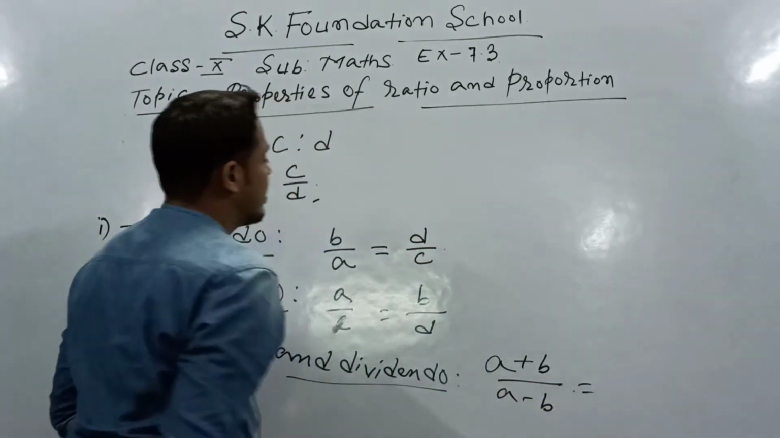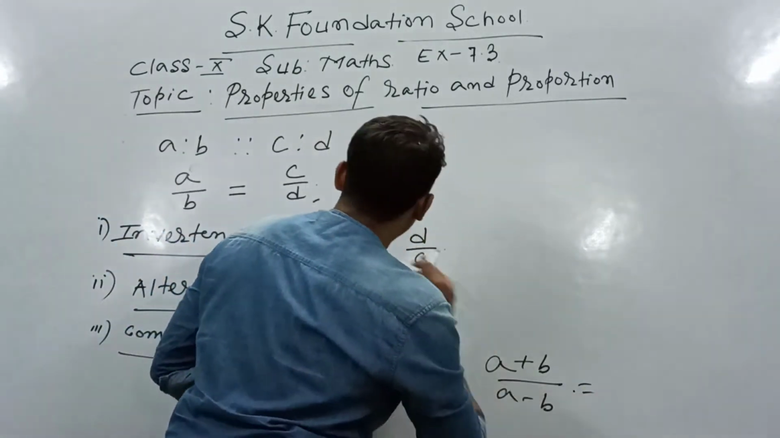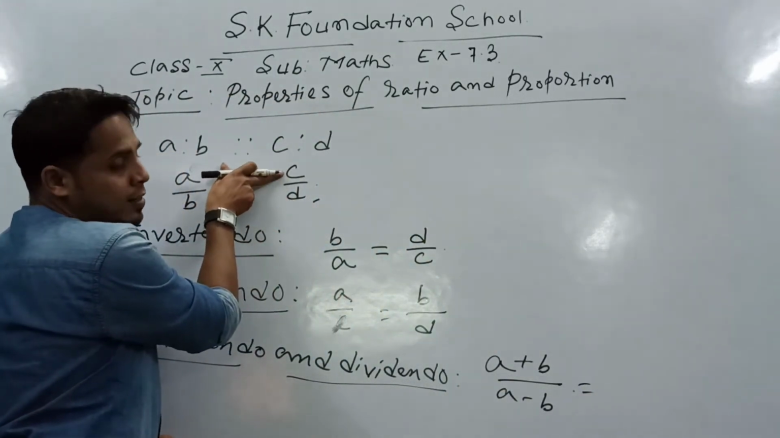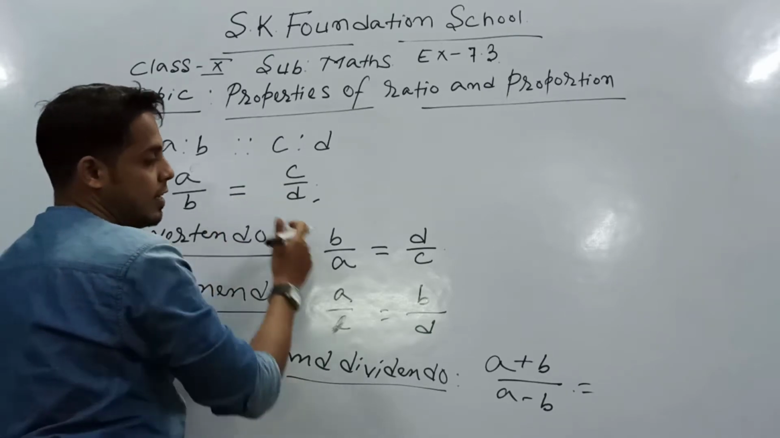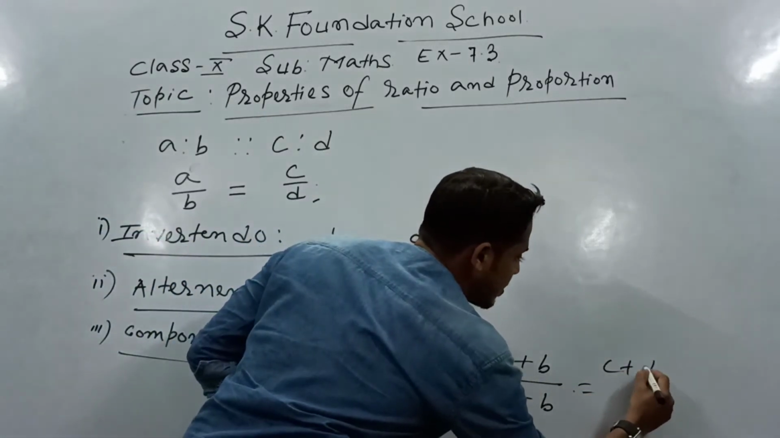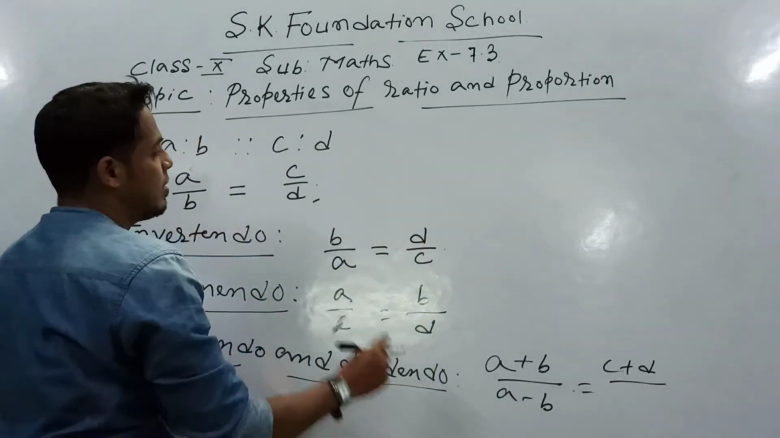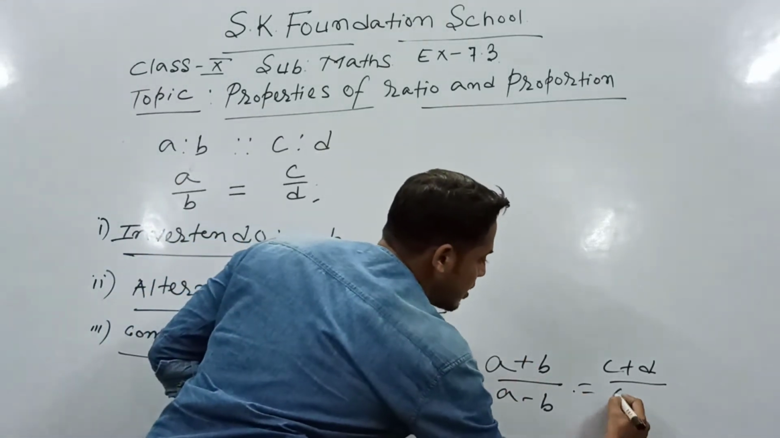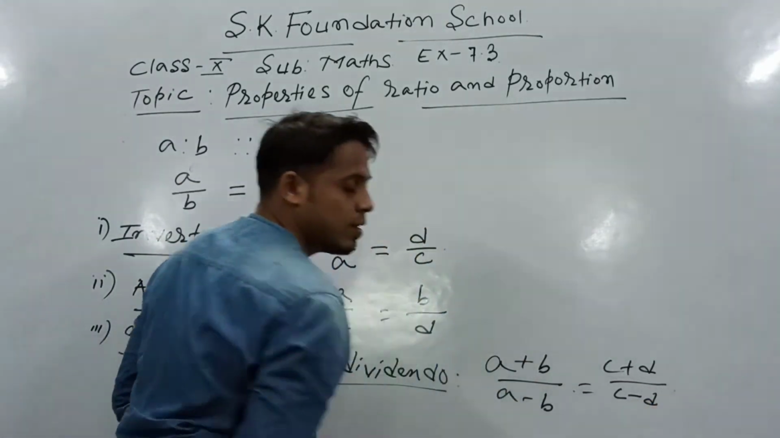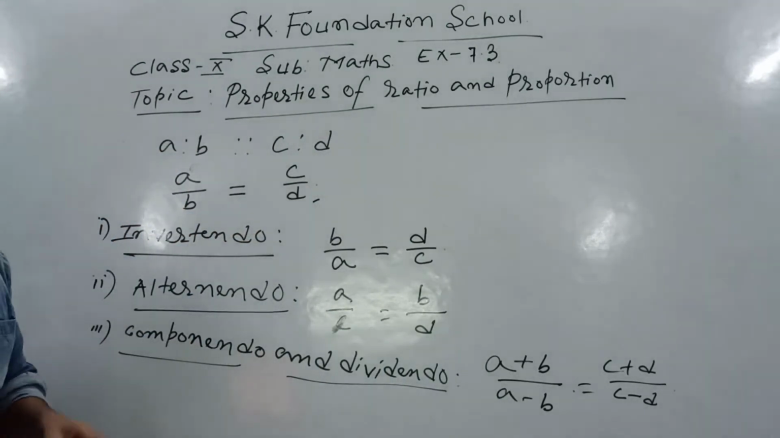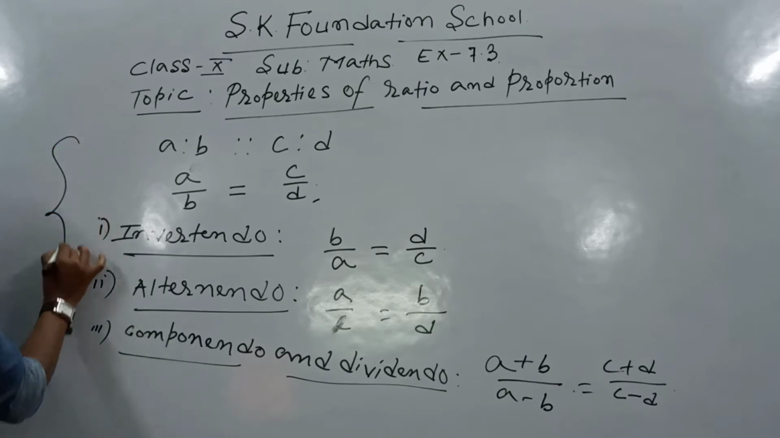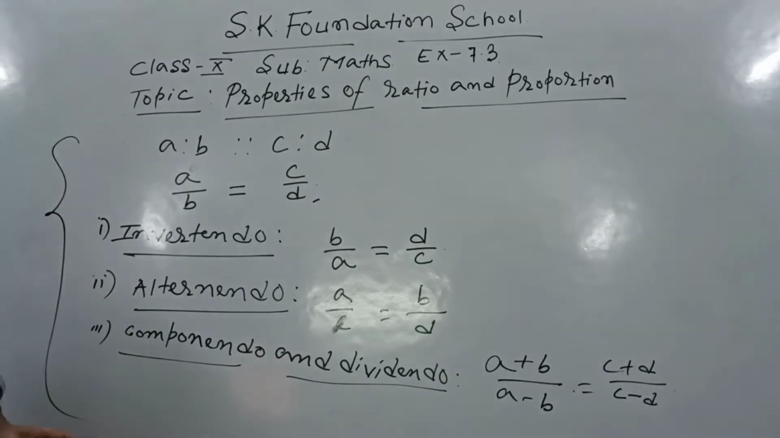On the right hand side, same property. In the numerator portion, numerator plus denominator. Here the numerator is C and the denominator is D. So C plus D, and in the denominator portion C minus D. That means numerator minus denominator. Clear? So these are the three properties of ratio and proportion.